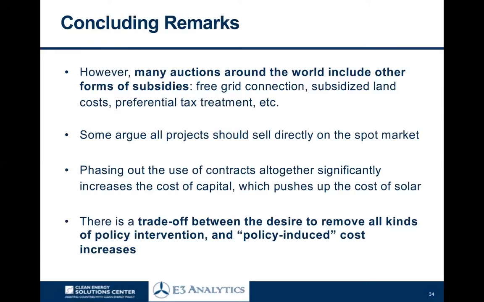Now, the purists and many economists would argue that all projects in the future should simply sell their electricity directly onto the spot market. The spot market is the leading mechanism for allocating electricity based on supply and demand and price factors, and all suppliers should simply sell to the spot market and receive the price that the spot market provides, and that would be a fully unsubsidized electricity industry, or at least in theory.